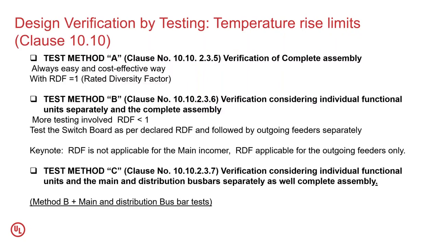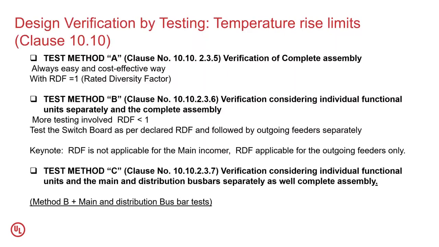How to understand this? Rated diversity factor: how much diversity am I taking on the current? That has to be defined by the manufacturer. If you are not taking any diversity, it is considered as 1. Don't get confused here. Test method A refers to rated diversity factor 1. And it's always easy and cost effective, because it goes in only one test.